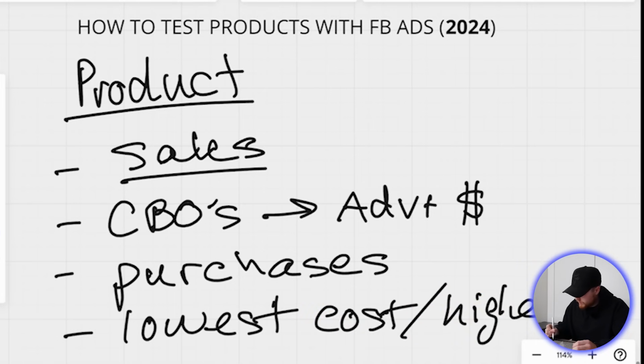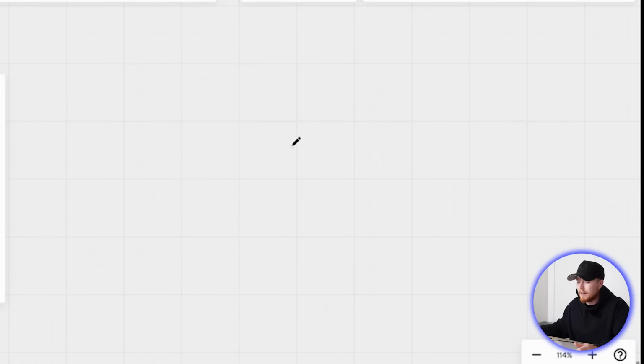So lowest cost, highest volume, you can work with things like cost caps, bid caps, so on and so forth, but that's not what I use. That's not what you need to be using, especially if you're just starting out. You want to be working with lowest cost or highest volume. So let's go down and talk about the next setup.